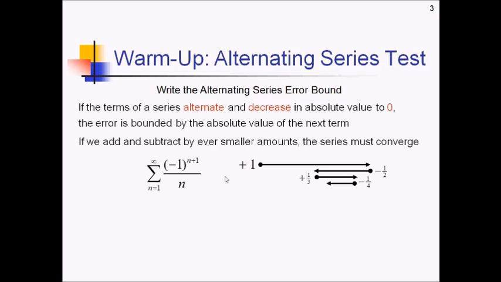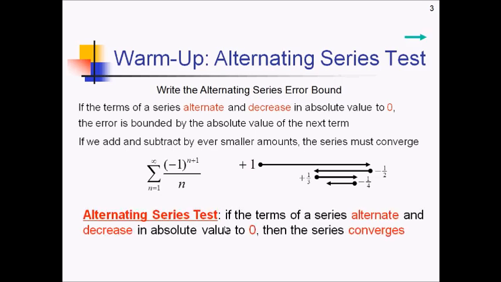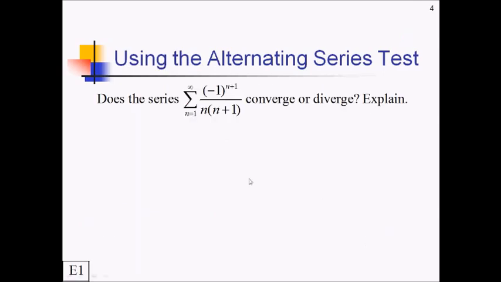So this leads us into something called the alternating series test for convergence, which says if the terms of a series alternate and decrease in absolute value to 0, then the series converges. So it's basically the same conditions as the alternating series error bound, just a different conclusion more relevant to what we're doing here. We're going to actually apply the alternating series test now to this example.